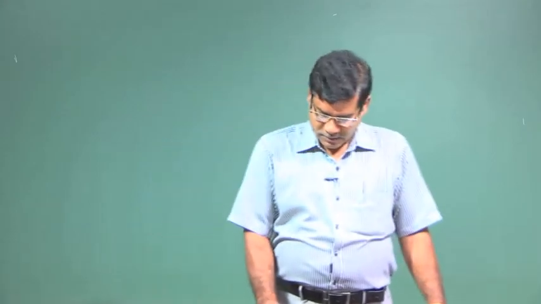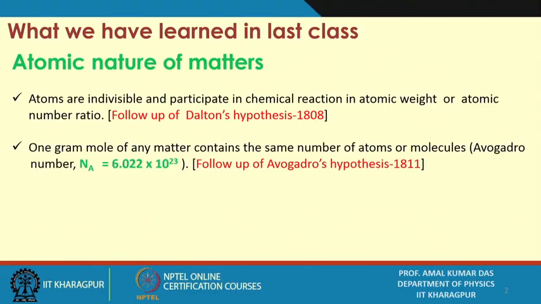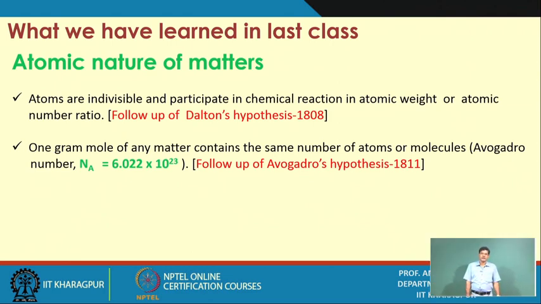So, what we have learned in the last class is the atomic nature of matter. Atoms are indivisible and participate in chemical reactions in atomic weight or atomic number ratio. This is basically a follow-up of Dalton's hypothesis.